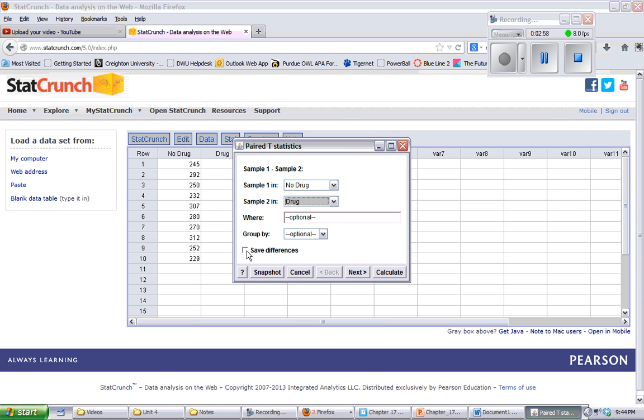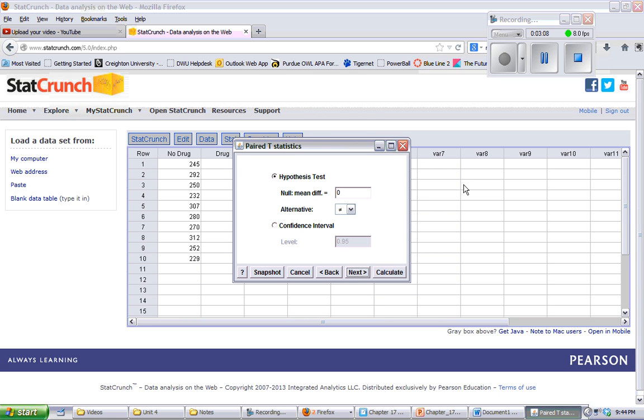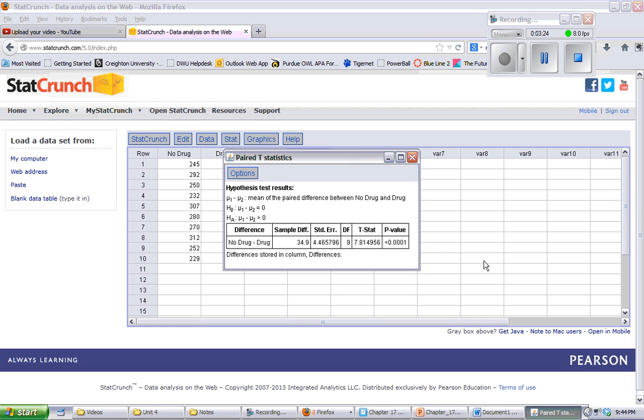I'm going to save the differences, and I'll show you why. It just gives you a good representation of what the first one minus the second one is going to give you. Click on Next. We're going to run a hypothesis test, and our alternative hypothesis will match our alternative in our plan step, and that was greater than, because we would expect that the no drugs were higher. Click Next. We're just going to leave that blank, and we're going to click Calculate.